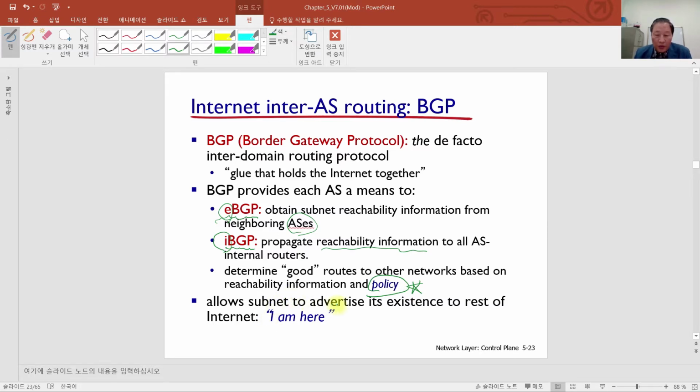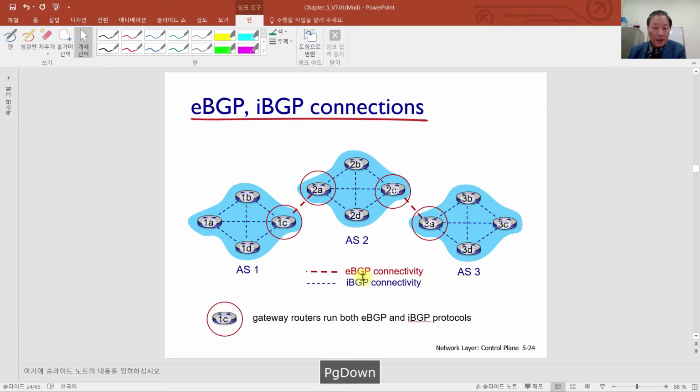Allows subnet to advertise its existence to rest of internet. Thus, with this one we can advertise the network information to other networks. Let's go to the next one.